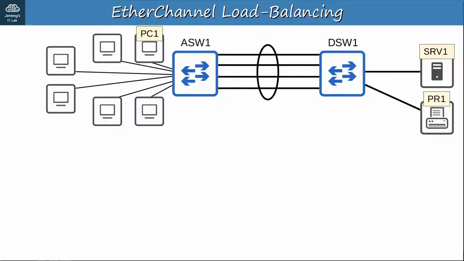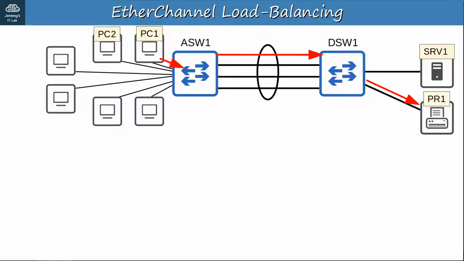Some applications can deal with frames arriving out of order, but some applications can't. Now, if PC1 wants to print something and initiates a separate communication flow with printer 1, ASwitch 1 will once again forward the frame using its virtual port channel interface. However, it will make a separate calculation to determine which physical interface will be used for the flow. For example, it might determine that this interface will be used for the flow. Just like before, when PC1 sends another frame in the flow, the same member interface of the Ether channel will be used to forward it.